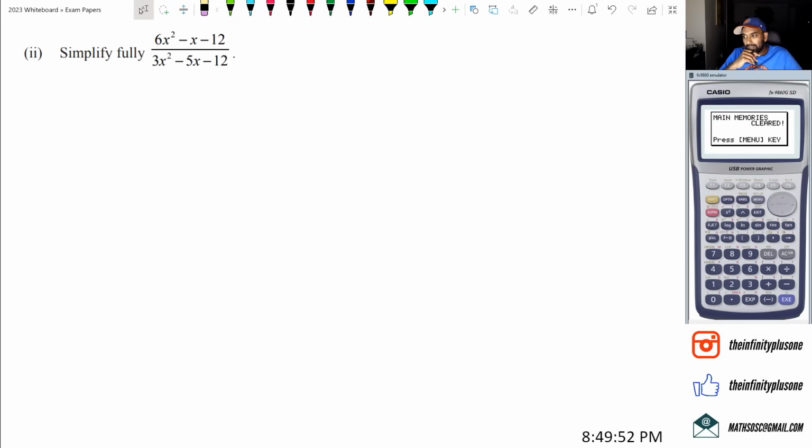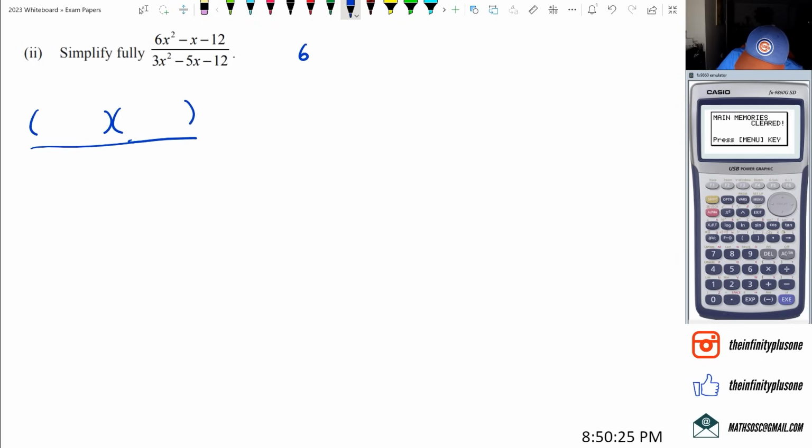Now I'm going to be honest, guys, usually I do this with the graphics calculator and move on really quickly, but this time I'm going to do it both ways, so people who don't have a graphics calculator can see how to do this as well. I'm going to do the long method first. I want to factorize the top first.